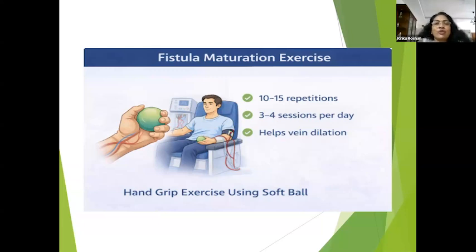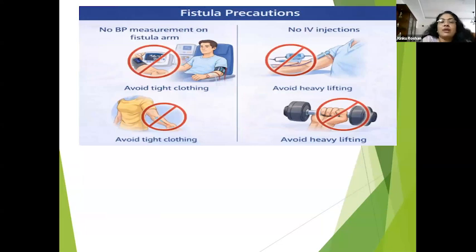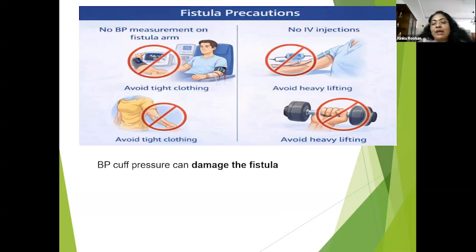Only this soft ball, without bending the wrist, we will be teaching them. It is going to really help in vein dilation and fistula maturation. As a technician, these are the things we need to be very, very careful about. No BP measurements on the fistula hand, as that is going to damage the fistula. By mistake also, we are not supposed to put the BP cuff on the fistula hand.